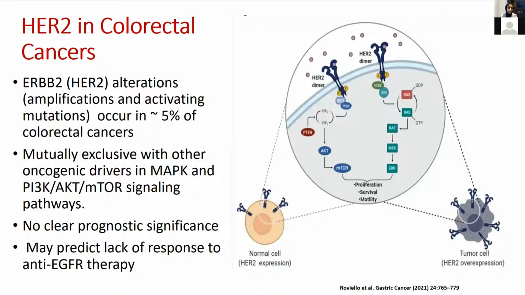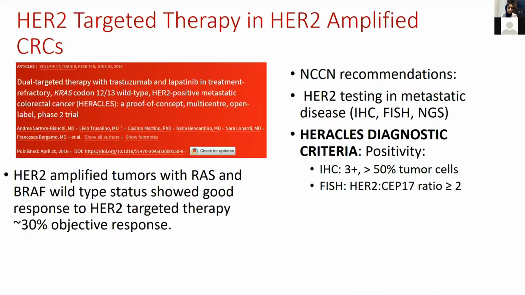As far as HER2 and colorectal cancer, HER2 alterations, including amplifications and activating mutations, occur in about 5% of colorectal cancers, and they're usually mutually exclusive with other oncogenic drivers in MAPK and PI3K AKT mTOR signaling pathways. Currently, at this point, they don't have any clear prognostic significance, but they may predict lack of response to anti-EGFR therapy, but this is not currently clinically established yet.